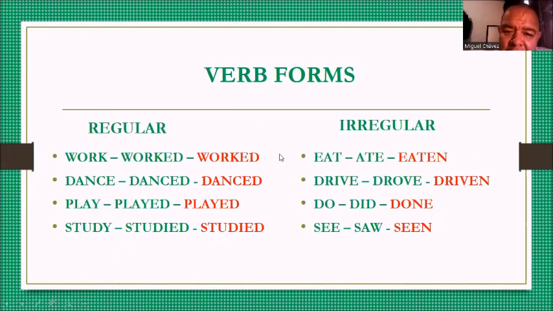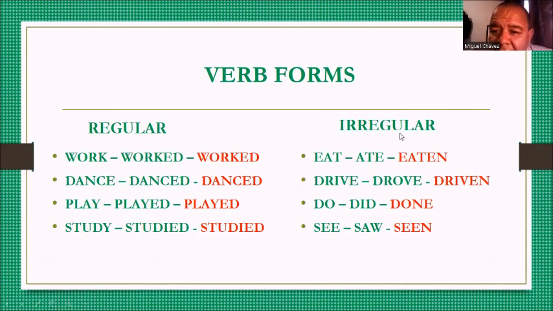As I told you before, in the affirmative sentences, we have two kinds of verbs, regular verbs and irregular verbs. The regular verbs are going to form the simple past and the past participle in the same way. They are going to add ed. Then we have work, worked, worked. Dance, danced, danced. Play, played, played. Study, studied, studied. Then take into account that with regular verbs, we add ed.